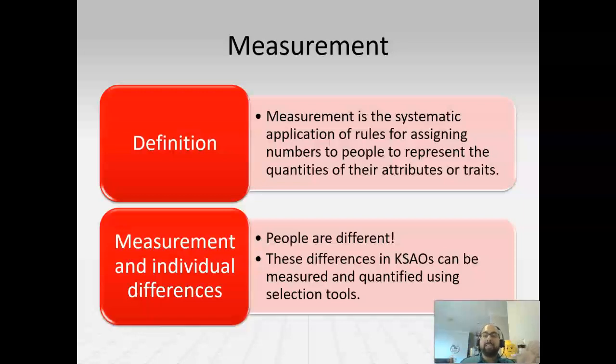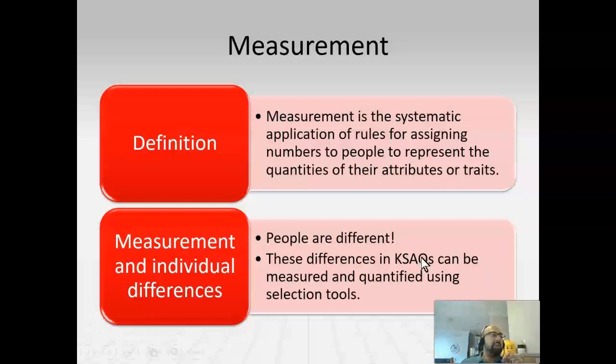And we are able to do this because people are different. There are individual differences. Some people are better at math than others. Some people empathize with customers better than others. Some people are better at using accounting software than others. And the whole point of the selection process is to capitalize on these individual differences and select employees with the right individual differences for the job.